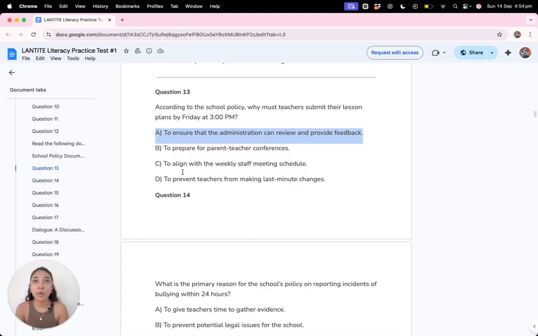Okay, so the school policy explicitly states that lesson plans must be submitted by Friday to allow time for the administration to review and provide feedback to ensure alignment with educational standards.